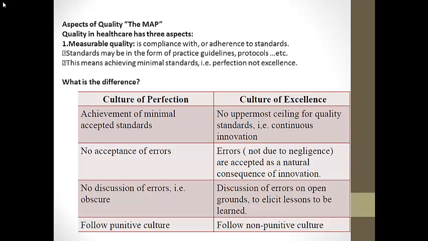And there are a set of differences between a culture of perfection and a culture of excellence. A culture of perfection is the culture attained by the organizations who are only trying to apply their standards, the standards being the accreditation standards, for example. They are only abiding by standards and they're not trying to cross them.